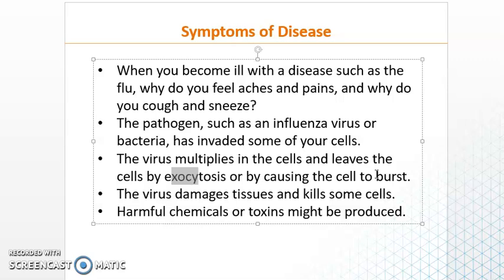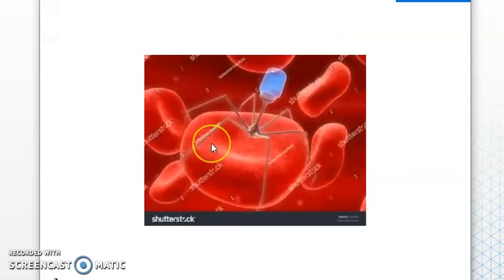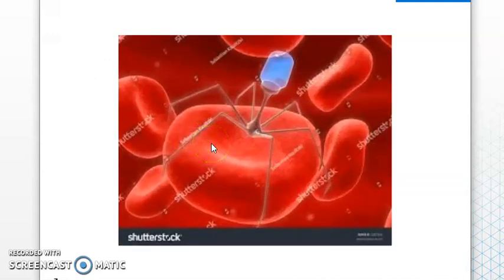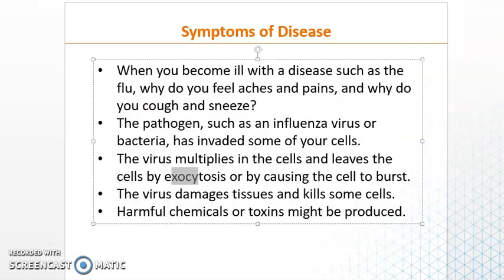feel the symptoms. This virus, which is reproduced in one of the cells and starts to go to another cell, will start to do the same process again and again, and the result is pain, coughing, sneezing, headache, whatever the symptoms are, according to the type of pathogen you have. This is one of the ways by which the symptoms start to appear.